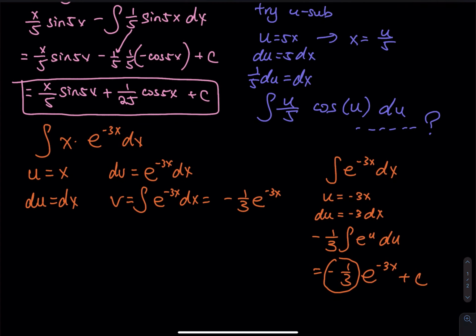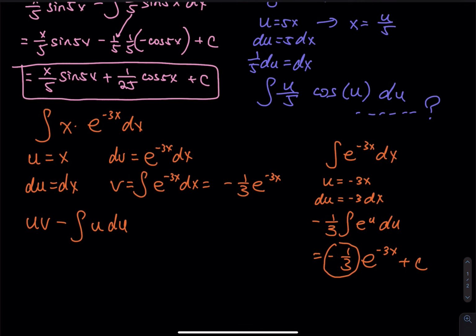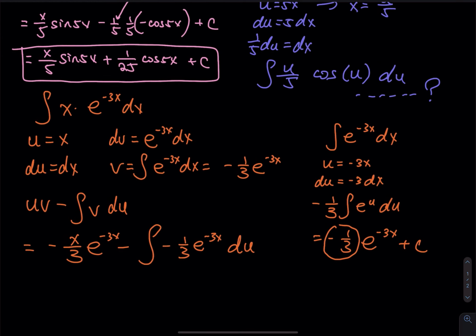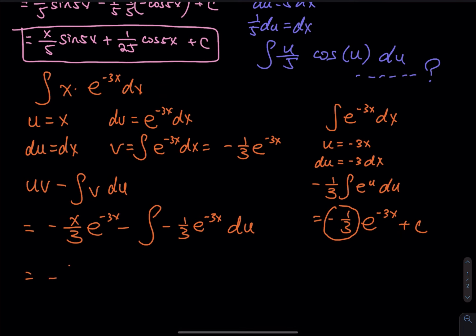And then follow the integration by parts. We have uv minus the integral of v du. So uv is x times the negative 1/3, so that is negative x over 3, and then e to the negative 3x, minus the integral of v du. So we have the integral of negative 1/3 e to the negative 3x, that is the v, and the du is now equal to dx. And then this is negative x over 3 e to the negative 3x.